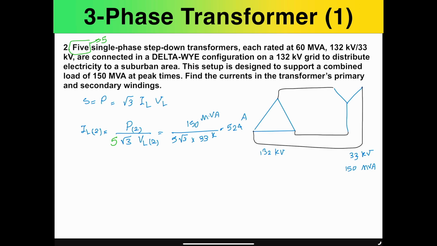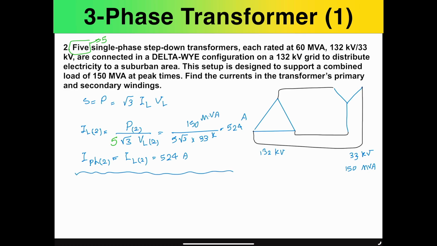Now we need to consider the fact that when we're talking about the secondary line currents, since this is a Y configuration, the phase current is going to be exactly the same as the line current. So for the secondary, the phase current is going to be the same as the line current, and that is 524 amps.